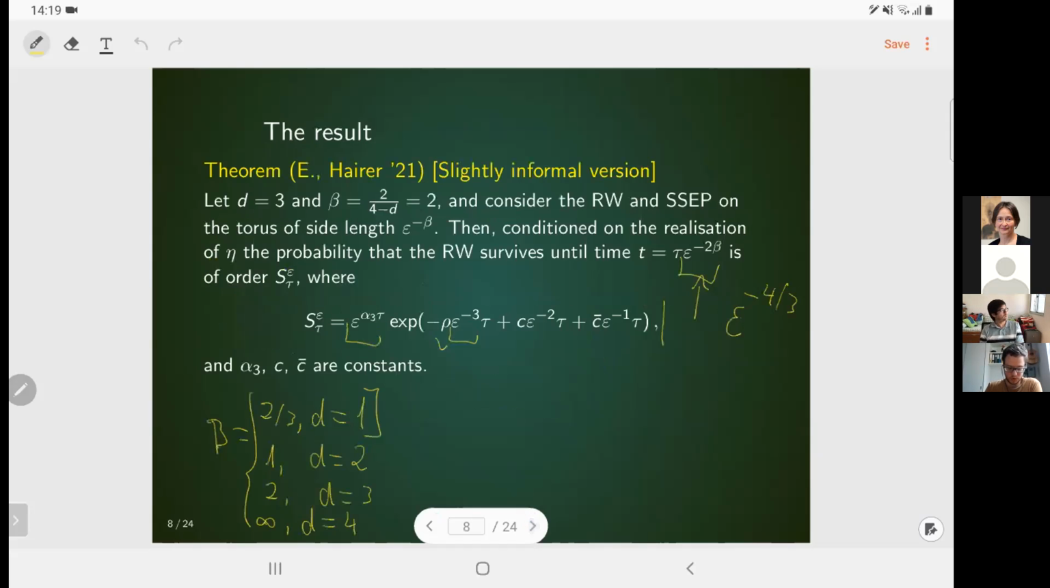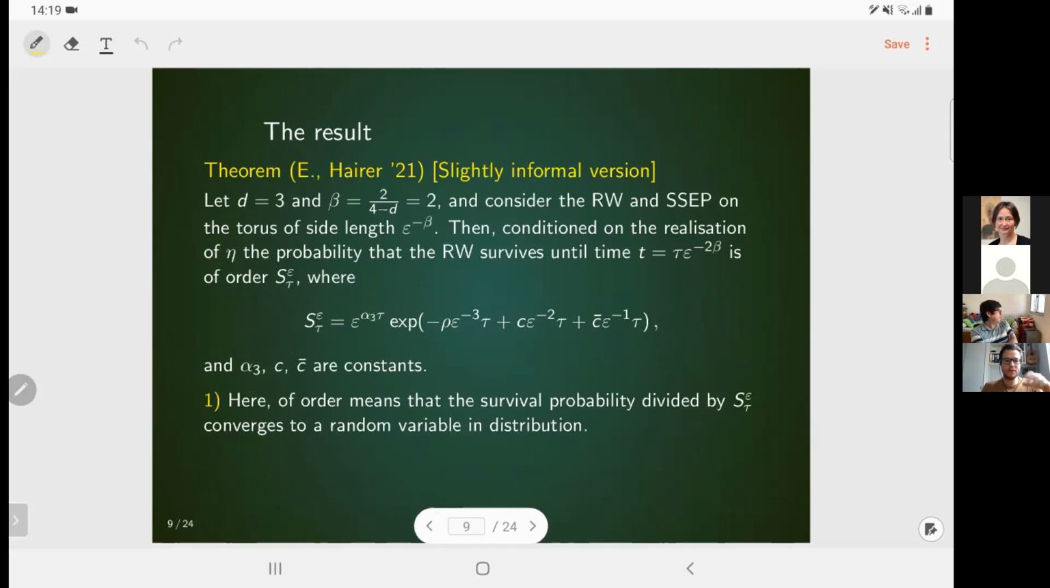Okay, so this is the presentation of the results. Maybe one thing that is not completely clear: what do I mean by "of order S tau epsilon"? Of order means that if you take the survival probability and divide it by this S tau epsilon and send epsilon to 0, then it converges to some non-trivial random variable. That's really what of order means.